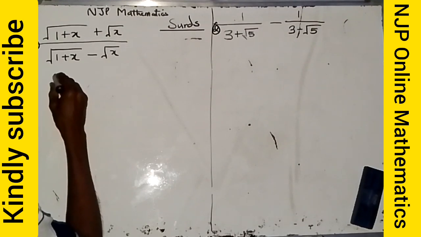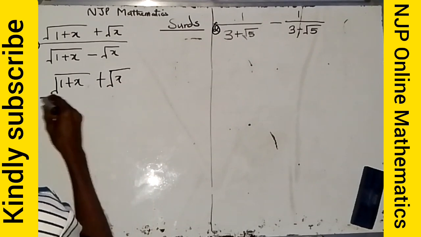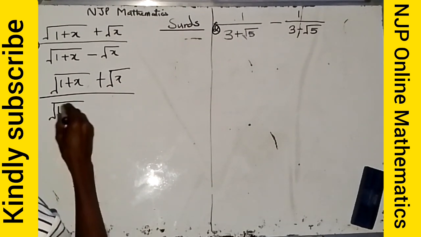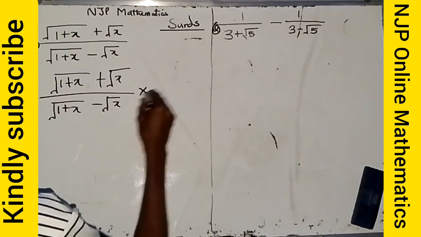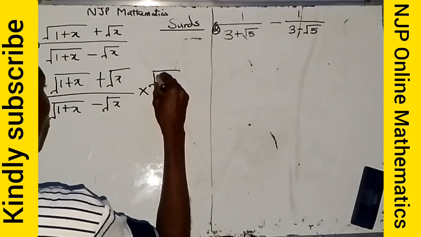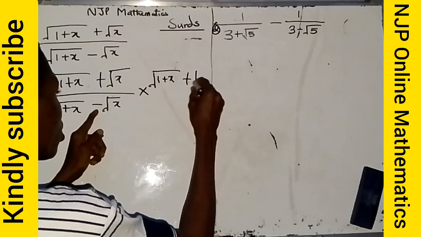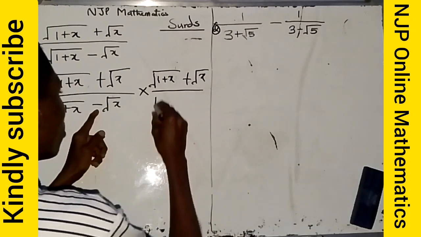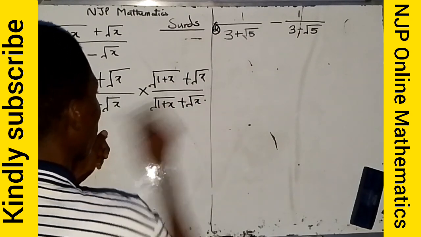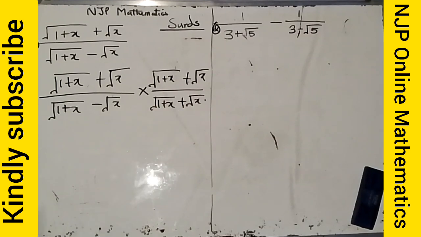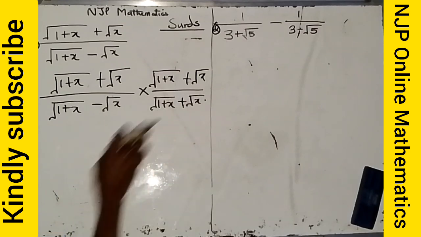For this first one, if we conjugate the denominator, we have root 1 plus x minus root x. So here it's going to be root of 1 plus x, and the sign in between will change to be positive, all over root 1 plus x plus root x. So we are done conjugating it. So we have to multiply the numerator and the denominator.